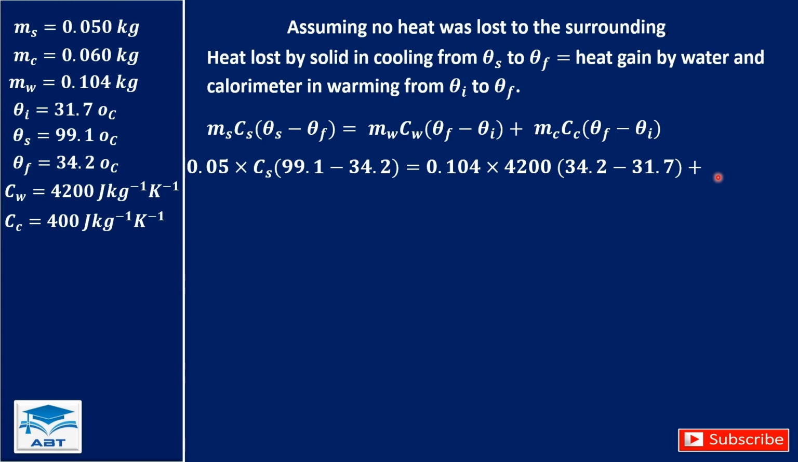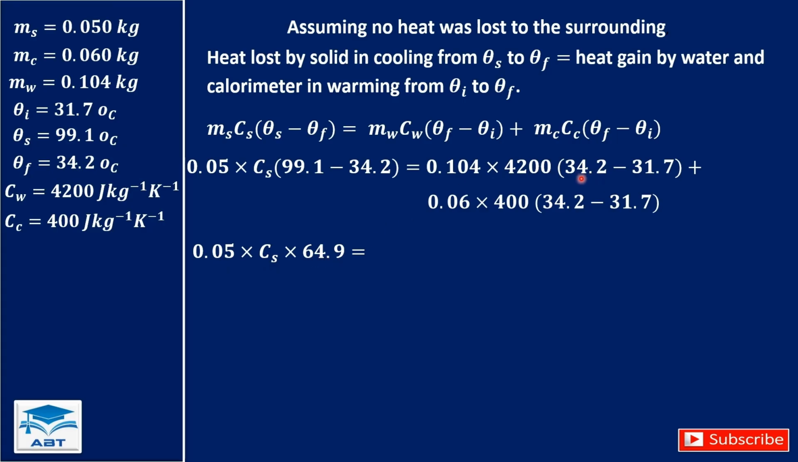And for the calorimeter, the mass of the calorimeter is 0.06 times the specific heat capacity of calorimeter, which is 400 joule per kilogram per Kelvin, times the temperature change. And here 99.1 minus 34.2 will give us 64.9.